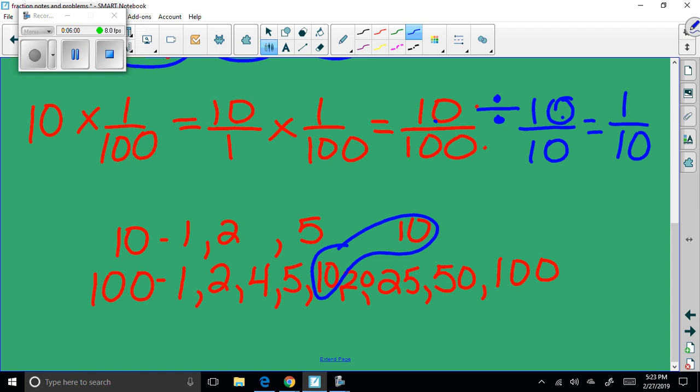So 10 times 1/100th gives me 1/10. And that's simplified and reduced.